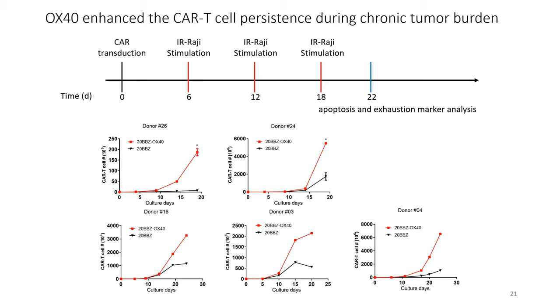The chronic tumor burden is reported to induce T cell apoptosis and exhaustion. So to mimic the chronic tumor burden in vivo, we generated an in vitro culture protocol. We added irradiated tumor cells to the cell culture every 6 days and checked the apoptosis, exhaustion markers, and the proliferation of the CAR T cells. We find that in all 5 donor-derived T cells we tested, the 20BBz-OX40 CAR T cells show an increased proliferation potential compared with 20BBz CAR T cells.